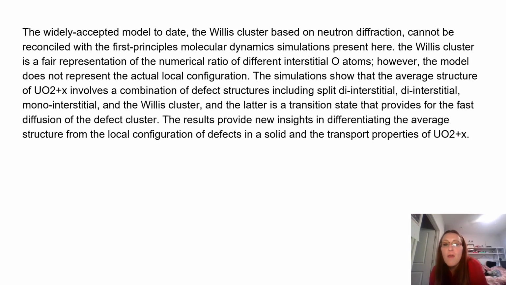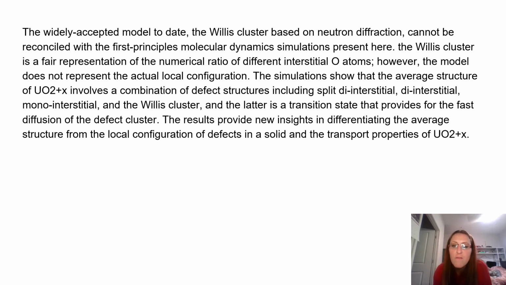The widely accepted model to date, the Willis cluster based on neutron diffraction, cannot be reconciled with the first principles molecular dynamics simulations presented here. The Willis cluster is a fair representation of the numerical ratio of different interstitial oxygen atoms. However, the model does not represent the actual local configuration.